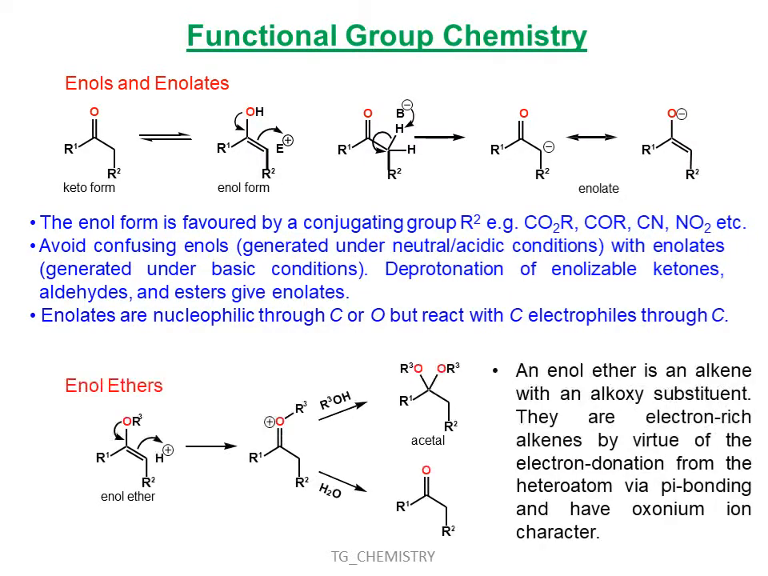Another important functional group chemistry is enol ethers. An enol ether is an alkene with an alkoxy substituent. They are electron-rich alkenes by virtue of the electron donation from the heteroatom via pi bonding and have oxonium ion character. As you see here, under the acidic condition, the ethereal oxygen gets a positive charge as it binds with a proton via the carbon center. And the following species can further be transformed into acetal on reaction with alcohol and into carbonyl compound on hydrolysis.